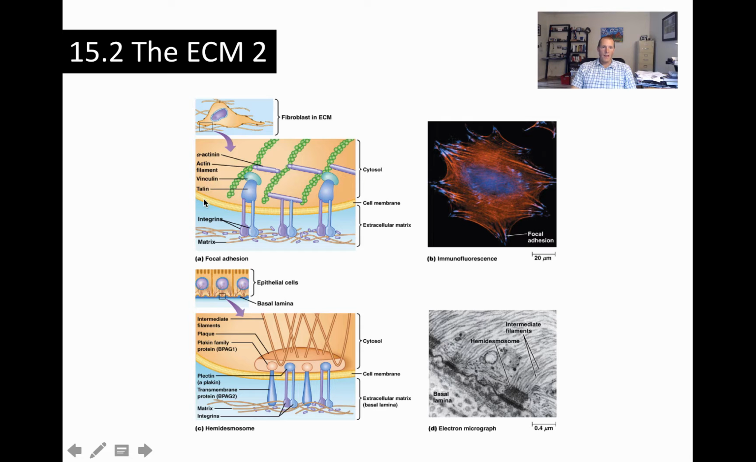Things like vinculin and talin and alpha-actinin are all in these focal adhesions to link the cytosolic tails of the integrins to the cytoskeleton. So those are focal adhesions that you find in migratory kinds of cells.